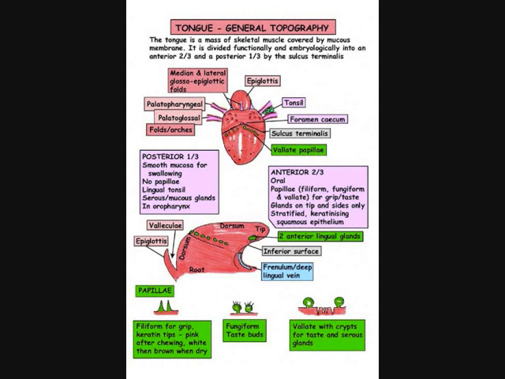General sensation on the posterior third of the tongue is also supplied by the glossopharyngeal nerve. So in summary, on the posterior third of the tongue, it is smooth. This is ideal for swallowing.